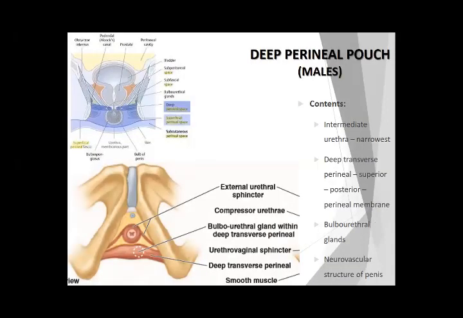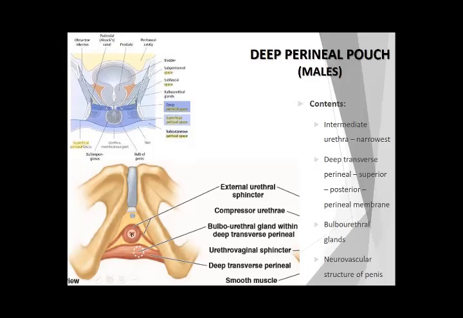Deep perineal pouch of males or females, there is a bit of a difference. In males, the deep perineal pouch contains the urethra, the intermediate part of the urethra, also called the membranous part of the urethra. This is the narrowest part of the urethra in the males. So in the males, the narrowest part of the urethra is the membranous urethra or the intermediate urethra, which is lying in the deep perineal pouch.